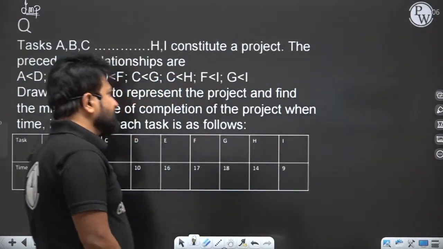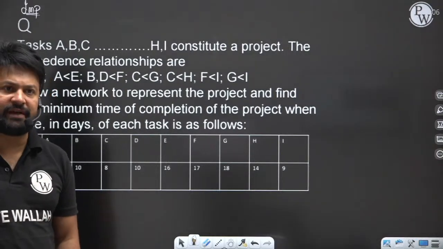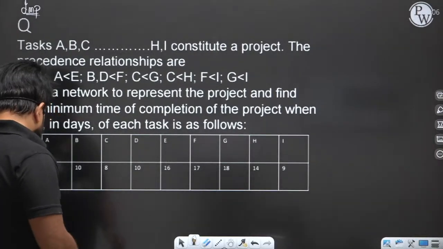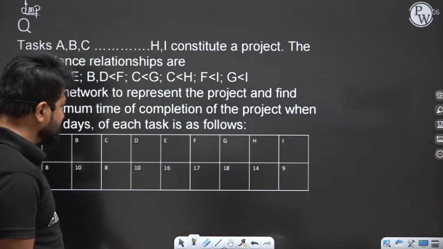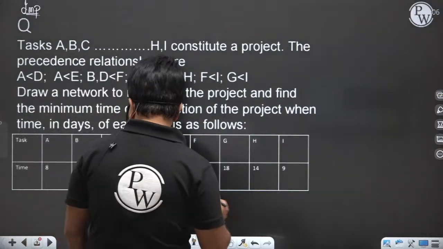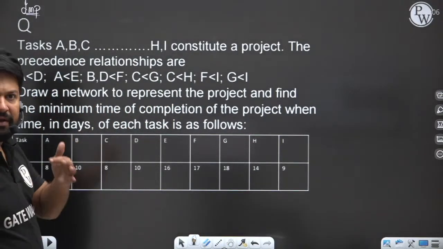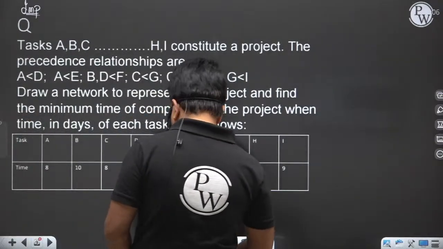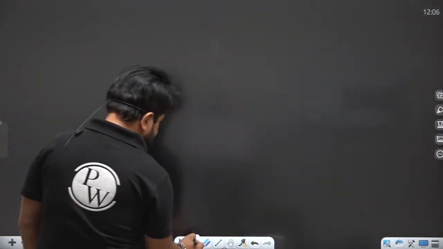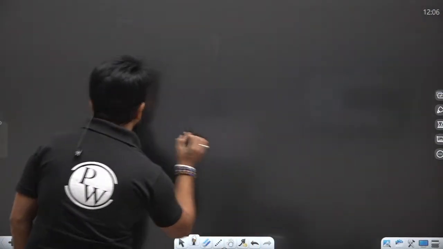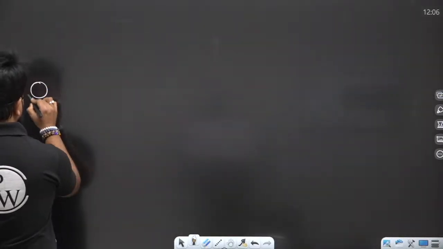Right, now let's start this question. First of all, I'm going to draw the network here. The network is very easy. What does it say? A is less than D. See here, A is less than D.